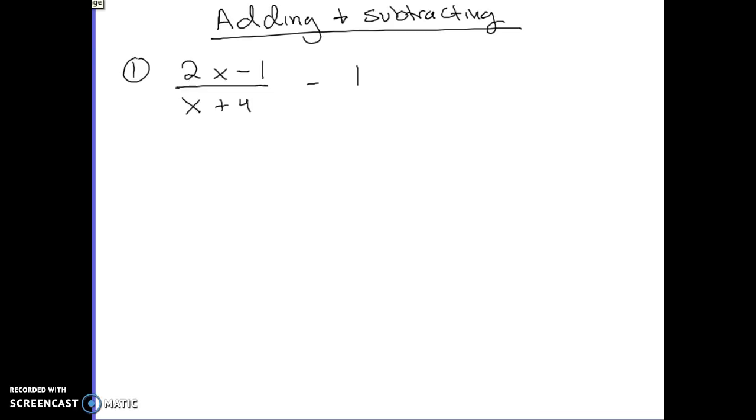Okay, now we're going to do adding and subtracting. When you're adding and subtracting fractions, you need a least common denominator. Okay, so what I'm going to do, 1 is super easy to work with. I'm going to turn this into 1 over 1, and my least common denominator is going to be the only other piece here that's in this denominator. So all I have to do is multiply the top and bottom by x plus 4.